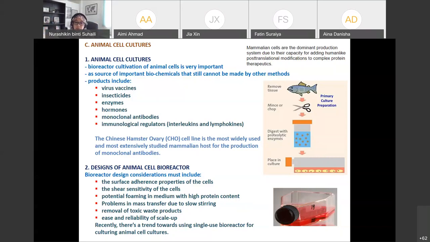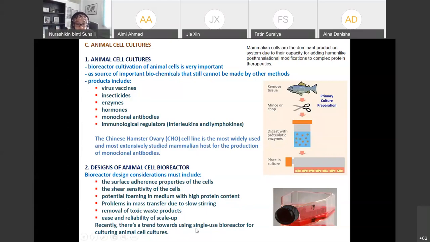The shake flask is simple, of course, it's much easier. But for the bioreactor, you have to consider a lot of things. You have to think about the mixing and so on. So that is actually a challenge, not only for animal cell cultures, but also for the microbial cell cultures. But for animal cell cultures, it's more because of the sensitivity to shear compared to the microbial, which are more robust. Yeah, so that is another challenge for the animal cell cultures.